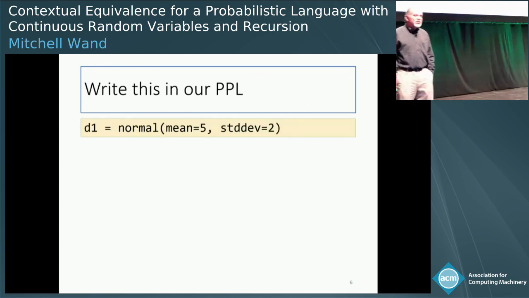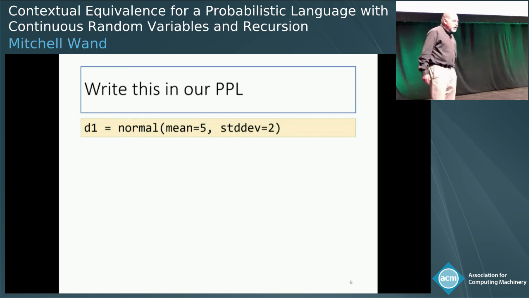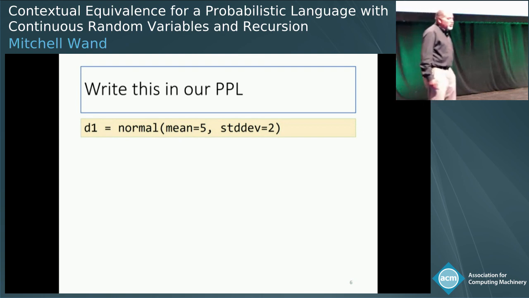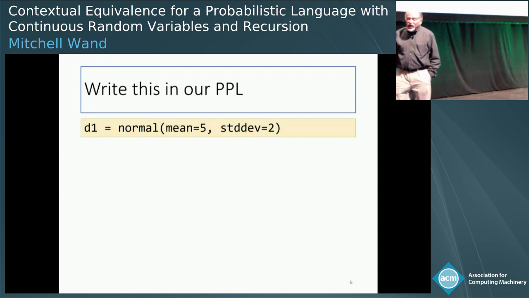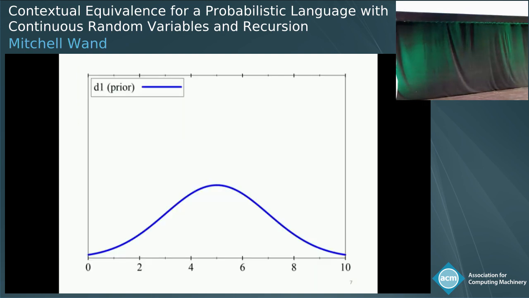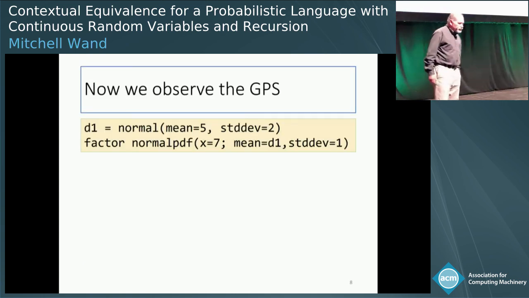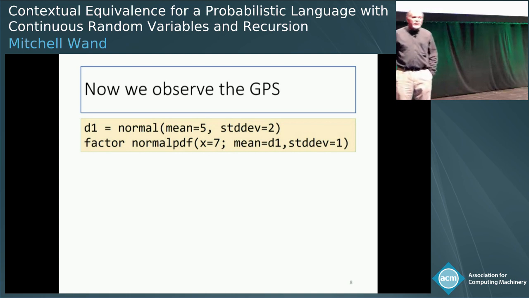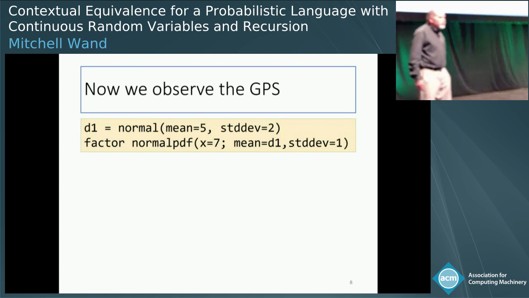Well, we can model this situation in our PPL. So here we have my distance after 1 hour, which is described by a normal distribution with a mean of 5 and standard deviation of 2. And by the way, there is an occurrence of sample hidden under that normal there. And if you look at the distribution, there's the distribution of my position after an hour. Now we observe the GPS. So the GPS says, you appear to be at 7. The standard deviation is 1.